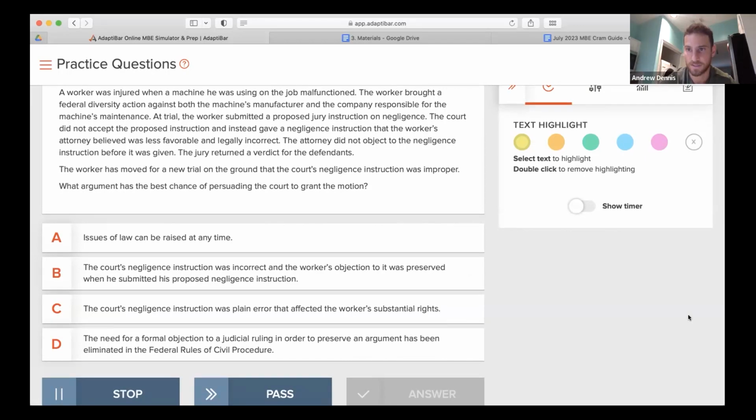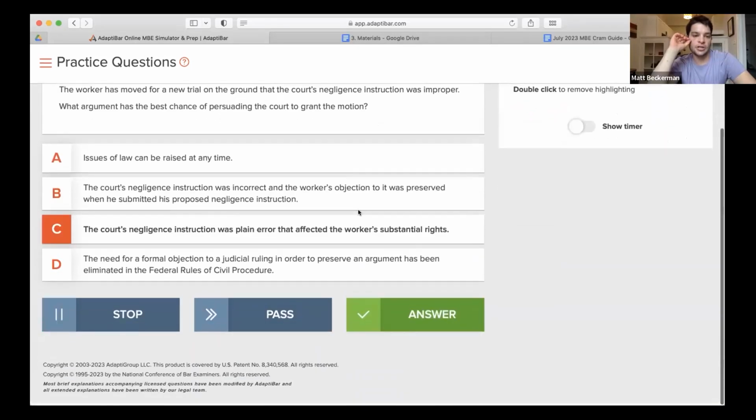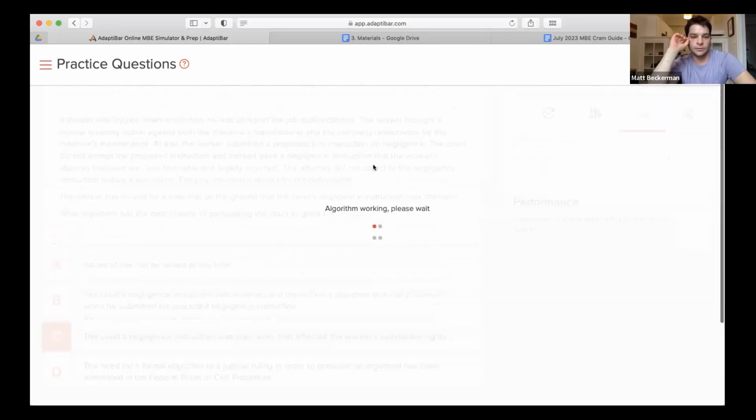What do we think? So two of these answers are just factually incorrect. Not lies, because they're doing it for learning purposes. We don't have too much participation, but most people seem to think C, that it's plain error that affected their substantial rights. You agree with us, Matt? Yeah, I picked C. A is incorrect and D is just false.